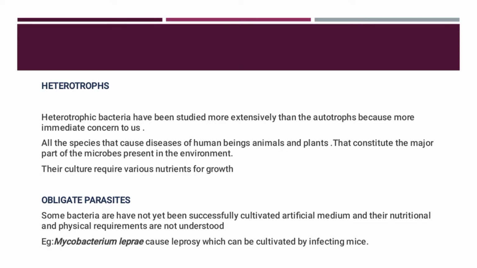Then the last type is the obligate parasite. So parasitism mainly occurs here. Obligate parasitic bacteria have not been successfully cultivated in artificial medium, and their nutritional and physical requirements are not understood. So they depend on the living organism. Example, Mycobacterium tuberculosis causes tuberculosis.